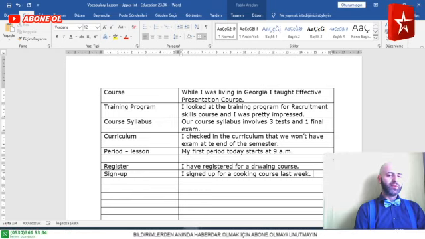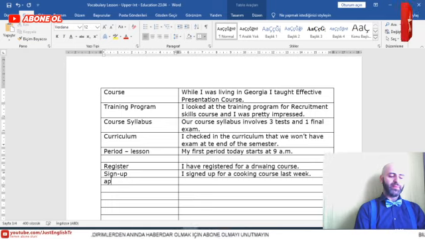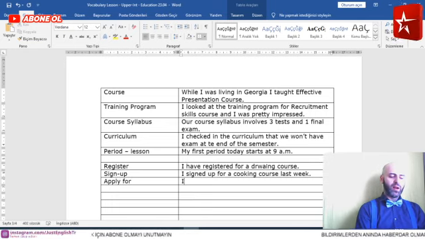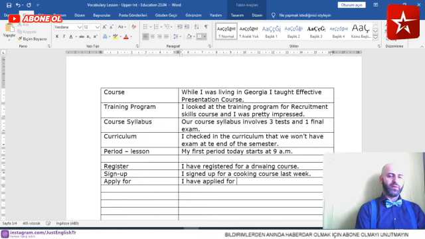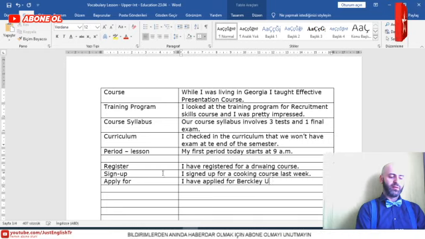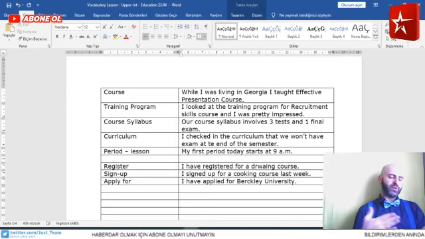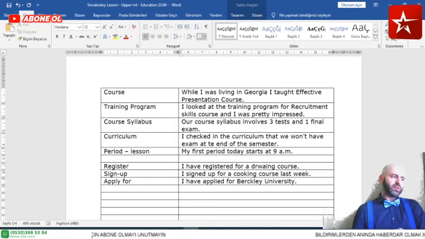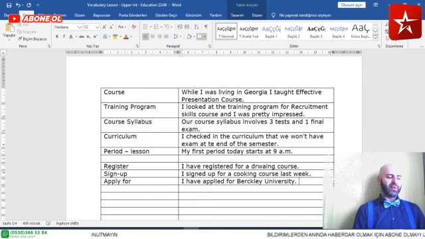If we talk about universities, we can use apply for. I have applied for Berkeley University. So this is the process when you send your application to the university. We call this apply for.